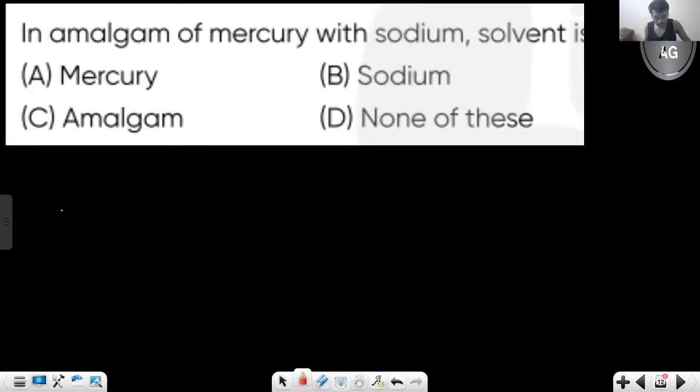Next, in amalgam of mercury with sodium, what is the solvent? Mercury, sodium, amalgam, or none? Yes, mercury. Okay.